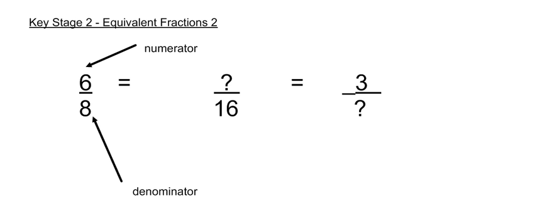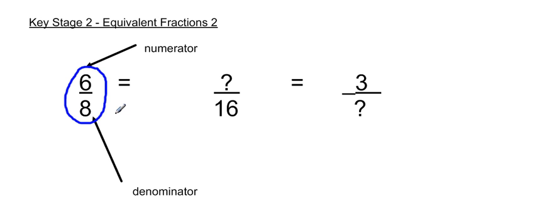The next step with equivalent fractions is when we use non-unit fractions. So a non-unit fraction is a fraction where the numerator is a number other than 1. In this case, we've got 6/8, and we want to find an equivalent fraction. That means we want to find a fraction that's equal in value to 6/8.